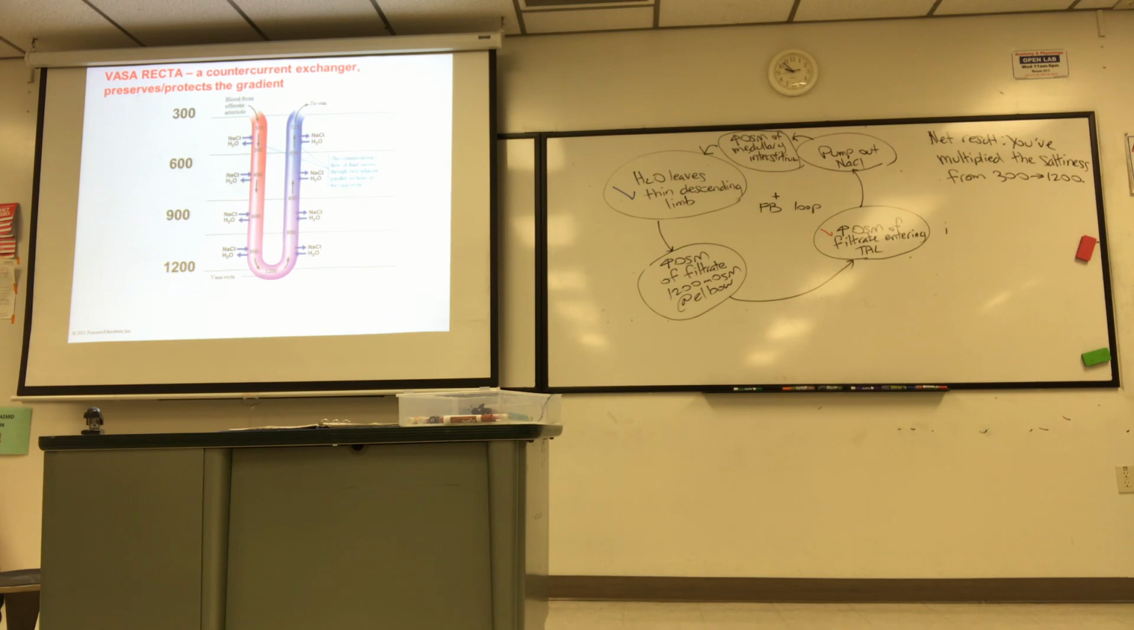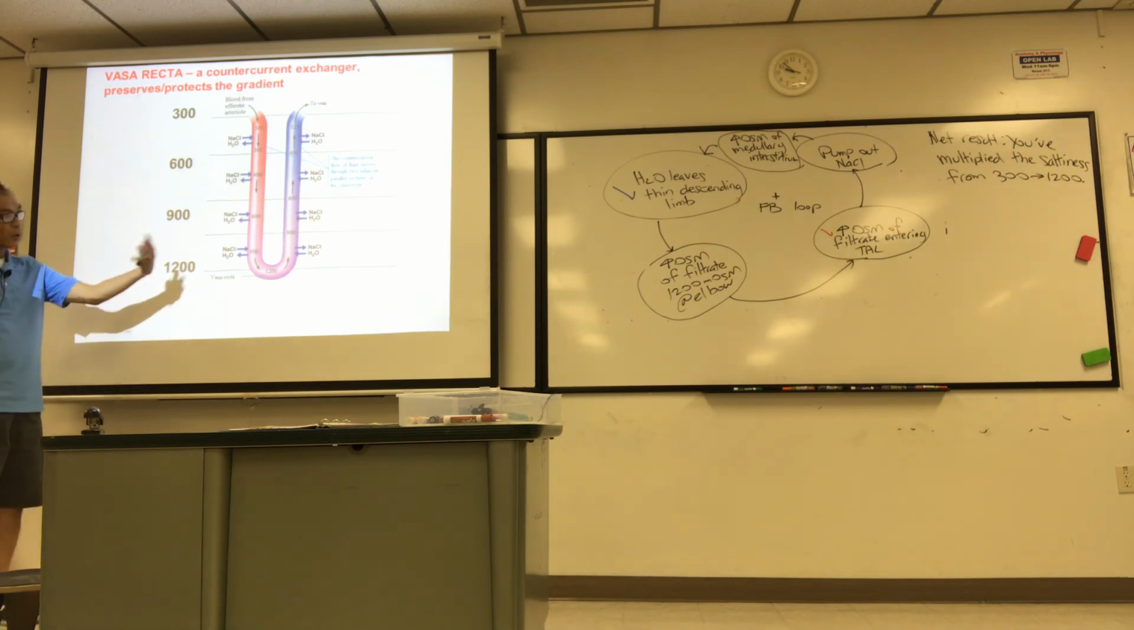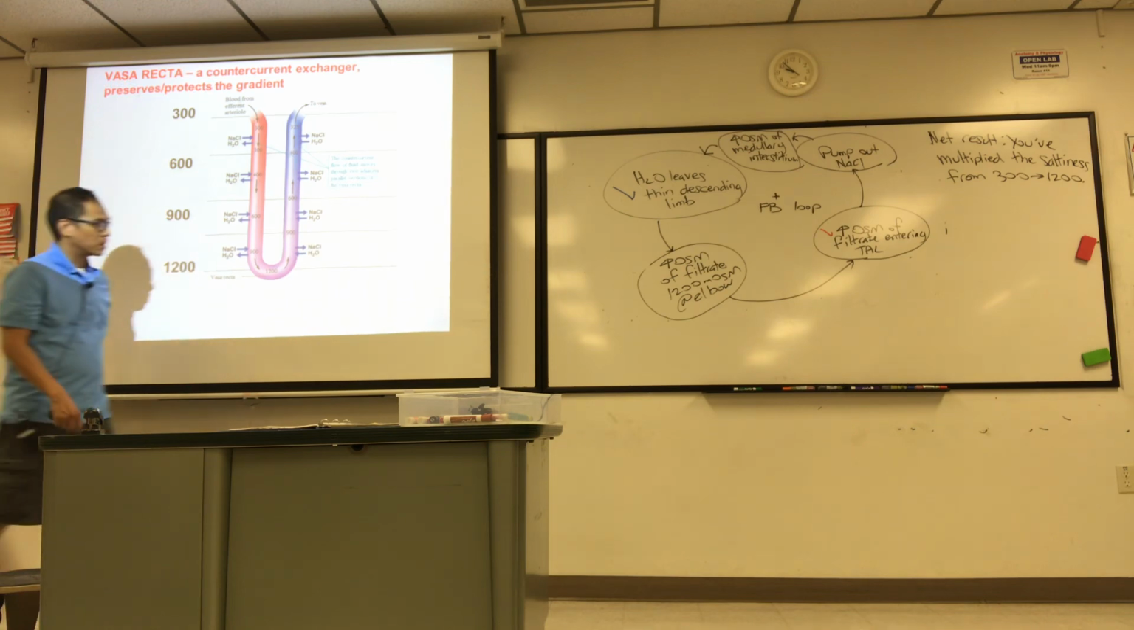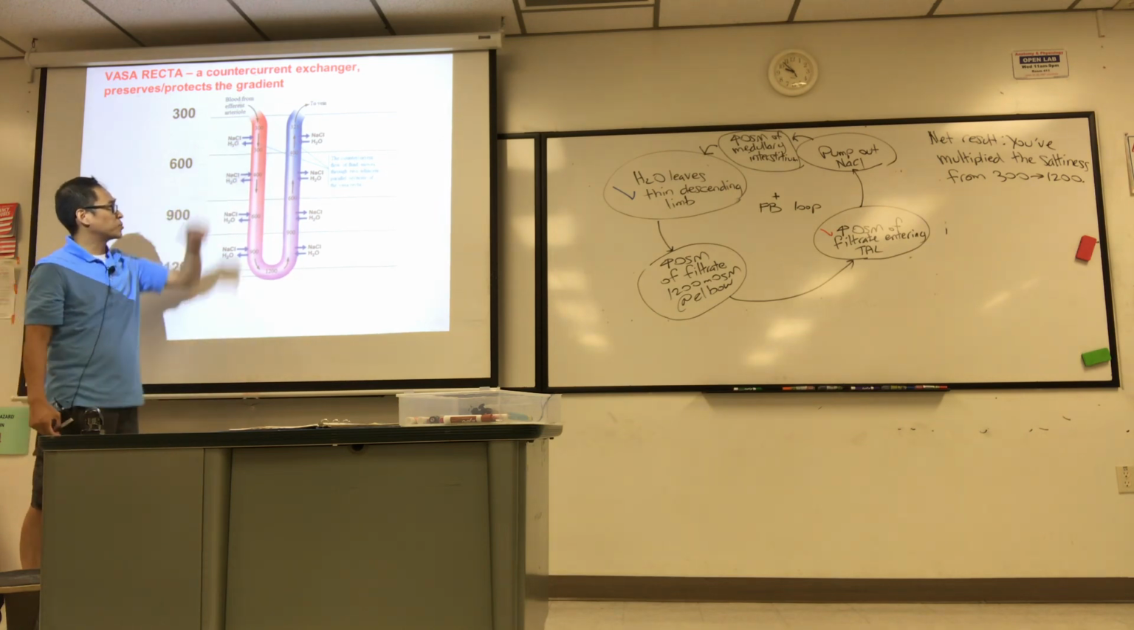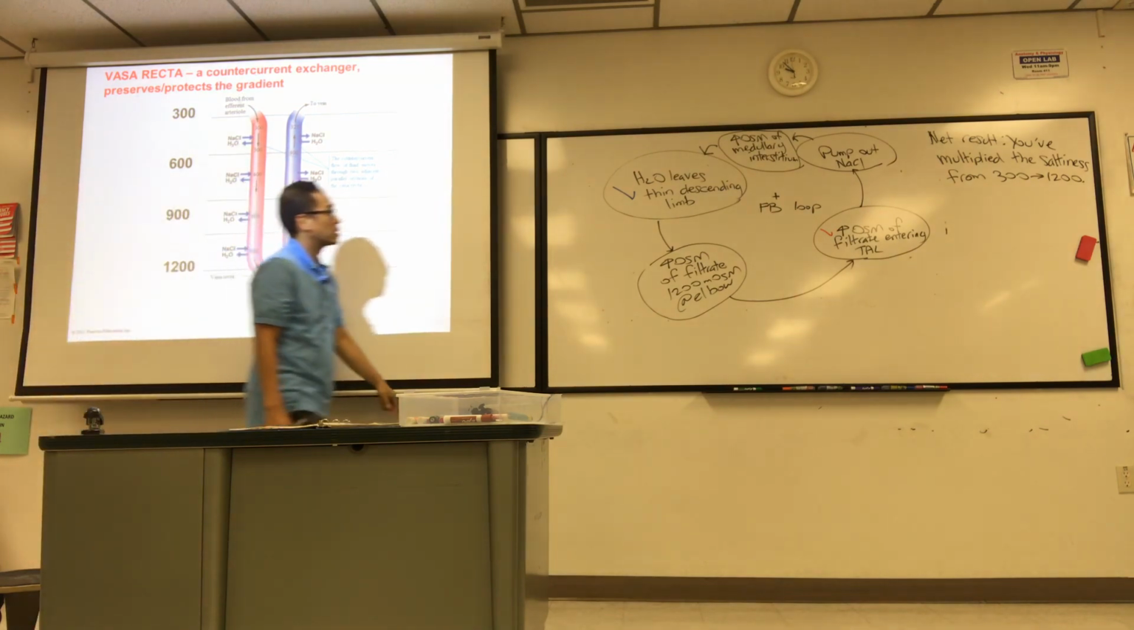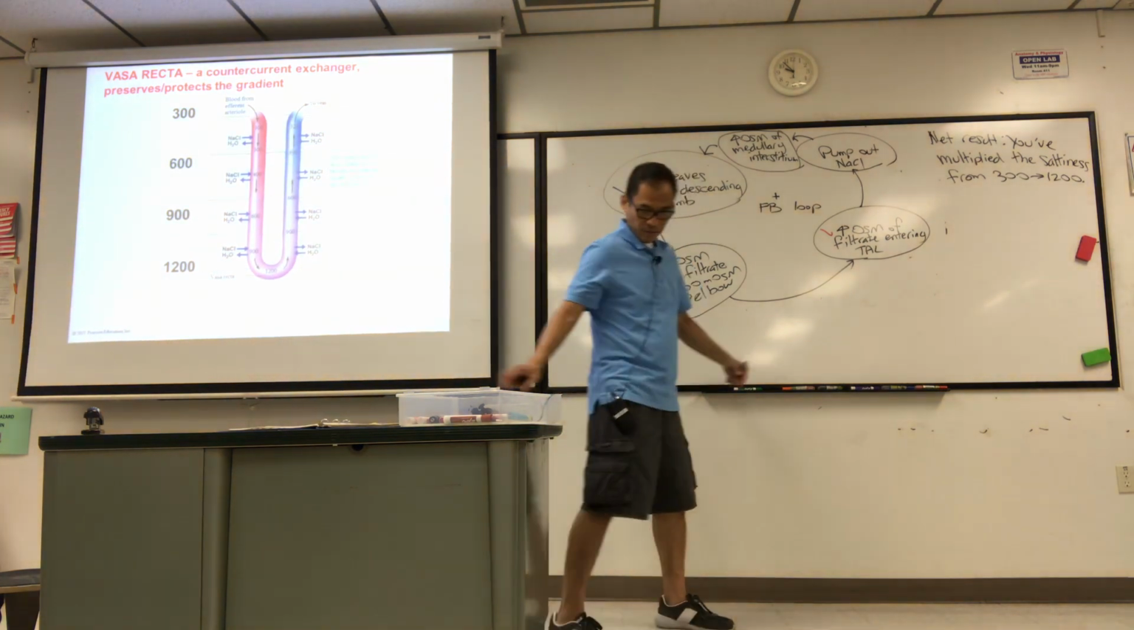So the whole goal of the vasa recta is to understand how blood can be supplied to a salt gradient without, again, washing away the salt, because blood is always flowing through it. And blood has a concentration of about 300. So we erase this flow chart.